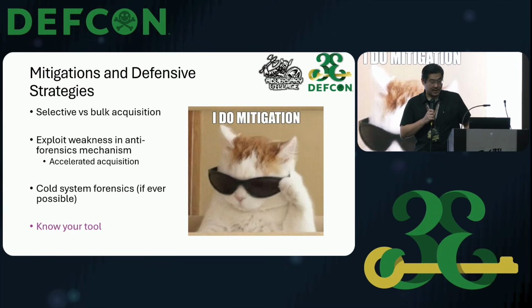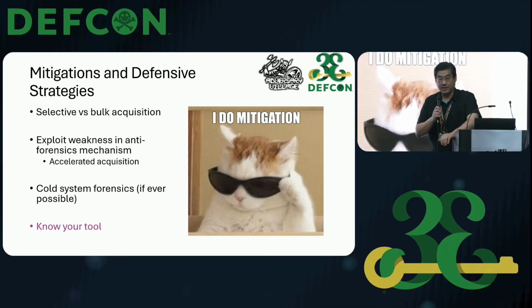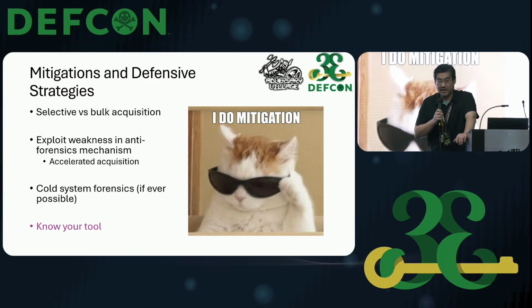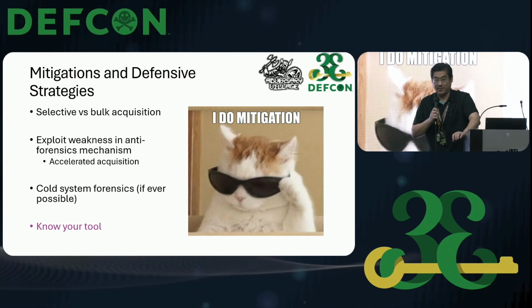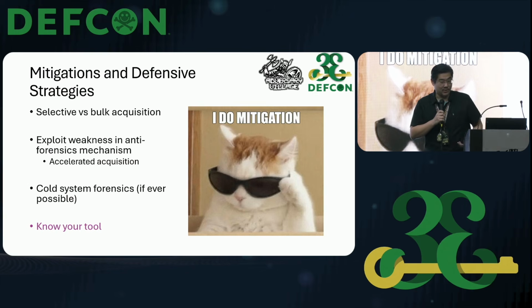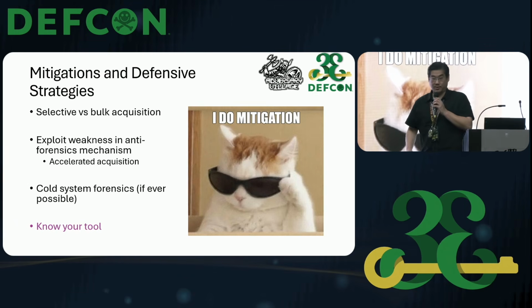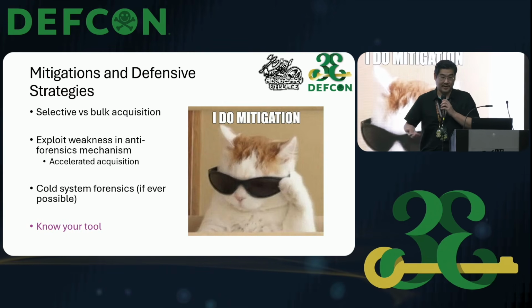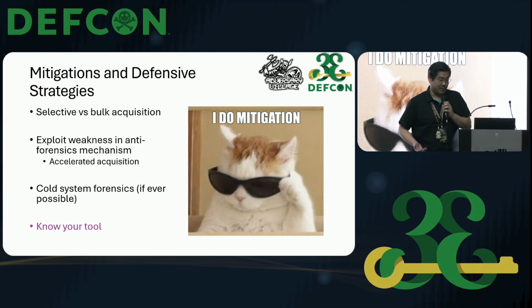Another approach is to exploit the weaknesses in anti-forensic mechanisms. What was shown just now for Magnet, you actually need a very big file to slow down the extraction process so that there's time to encrypt. So if you know that that's happening, then do something about it. Or do cold system forensics, chip-off, bootloader, whatever other techniques, if that's possible. In the past, it used to be very possible. Nowadays, it's a little bit more complicated.